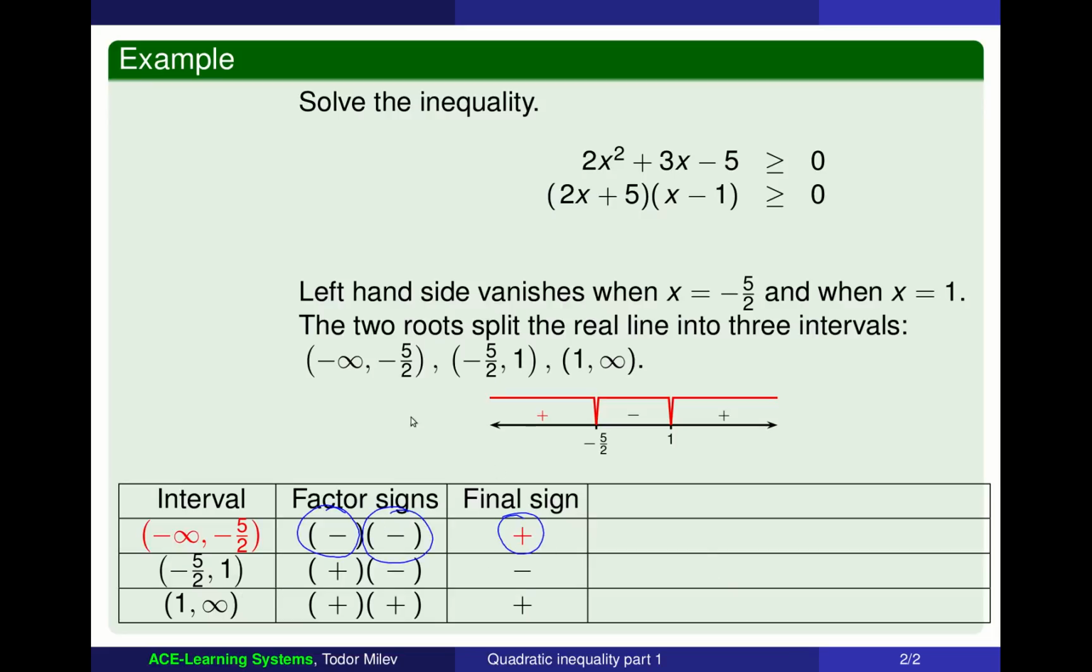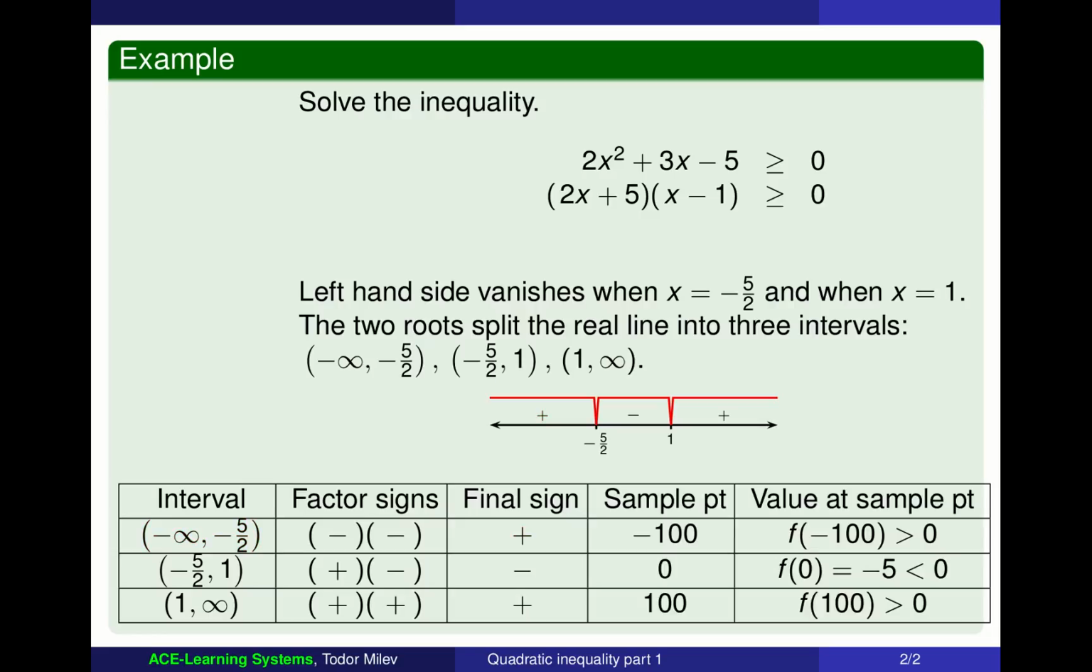So we figured it out. Our function f is positive in that interval, negative in that interval, and again positive in that interval. Okay? So we figured it out, and our problem is essentially complete.